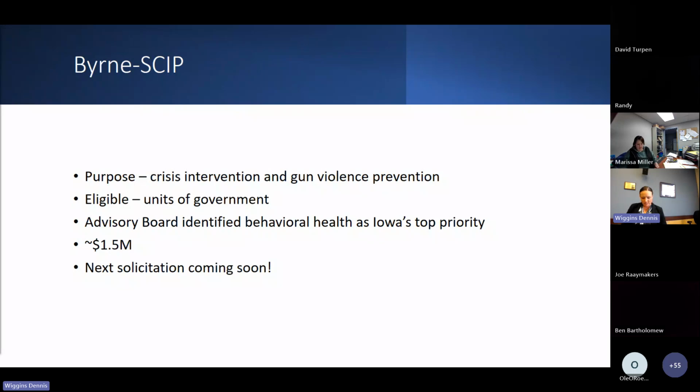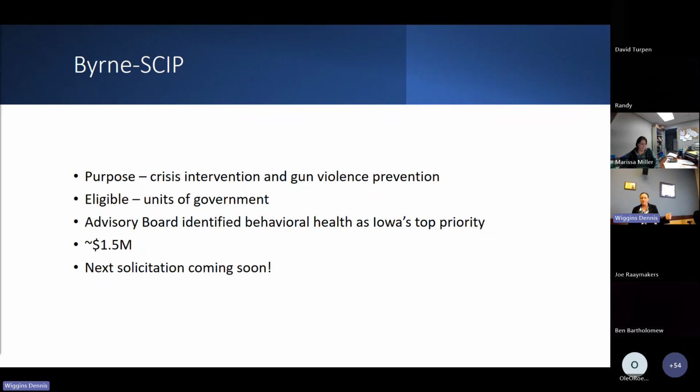All right. Byrne SCIP is the newest grant that we, as the SAA, are administering. This was authorized by the Bipartisan Safer Communities Act of 2022. This is the Biden administration's gun money. So it's the Byrne State Crisis Intervention Program. And the idea is to fund state crisis intervention programs and initiatives. So court proceedings, intervening in gun violence, preventing future gun violence.